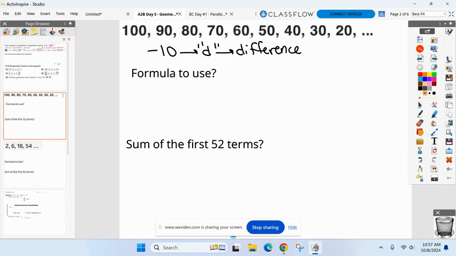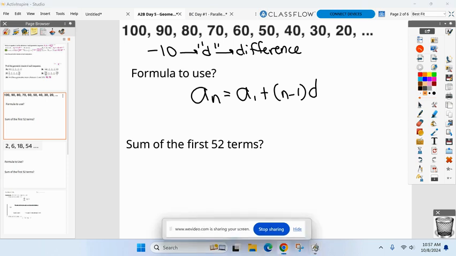Perfect. If I were to do a question, what formula would I need to use if this is an arithmetic sequence? A sub n equals A1 plus n minus 1 times d. Do you need to memorize it? That's stud points if you memorize it. It's on your formula sheet.